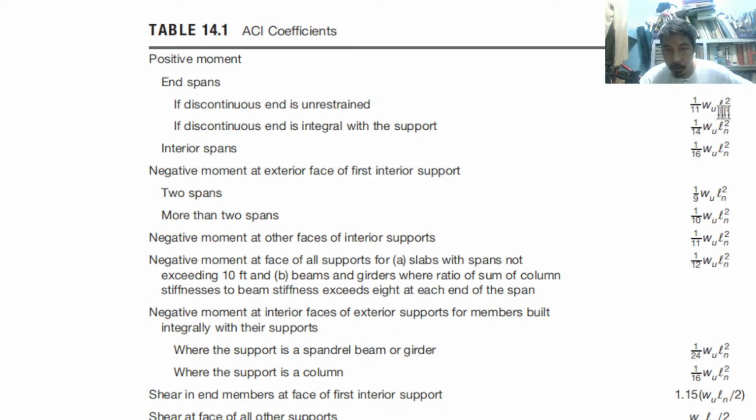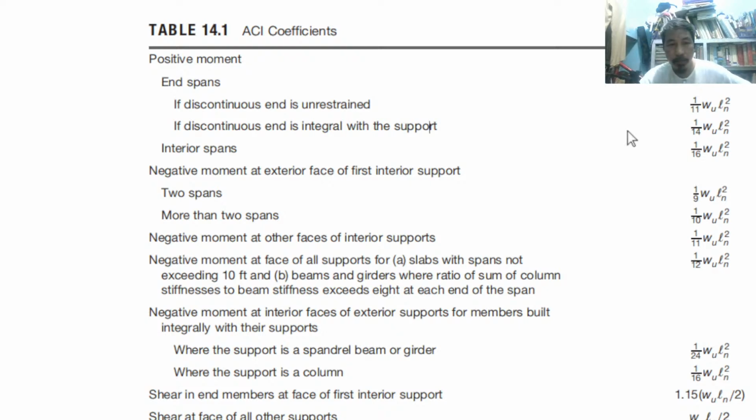What do you mean by coefficient? Take note, all of the variables here are WL squared, because WL squared is what we mean by moment. The coefficient here is what we mean by this one: 1 over 16, 1 over 24, 1 over 12, 1 over 11, 1 over 10, 1 over 9, 1 over 16, 1 over 14, 1 over 11. Those are the coefficients.